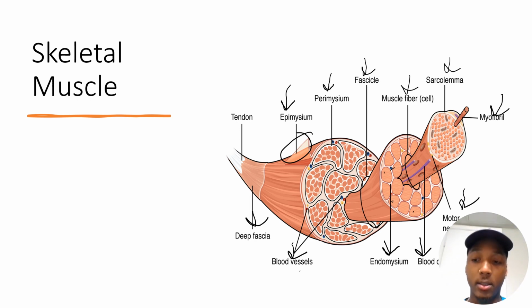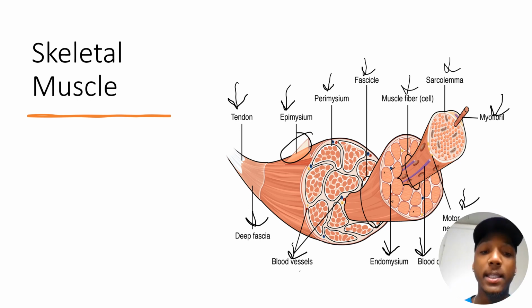The deep fascia. So the deep fascia surrounds and separates the muscles. And the tendon. The tendon connects the muscle fiber to the bone.